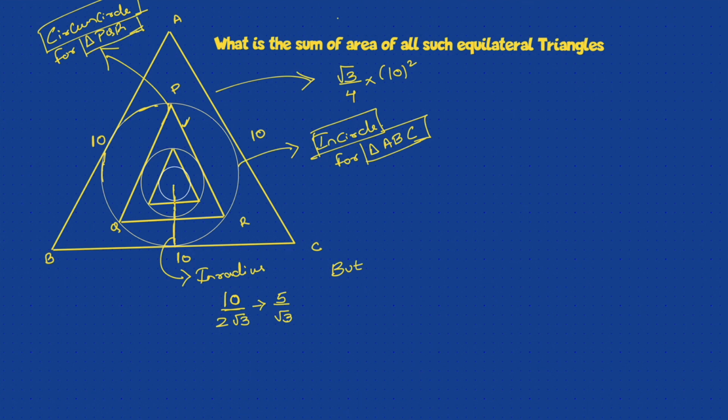Okay, it's a circumcircle. So if it's a circumcircle, what will it have? It will have a circumradius. So what is an inradius for ABC is a circumradius for PQR. You can imagine, just look at the figure closely. This will be a circumradius for PQR, but it's an inradius for ABC.